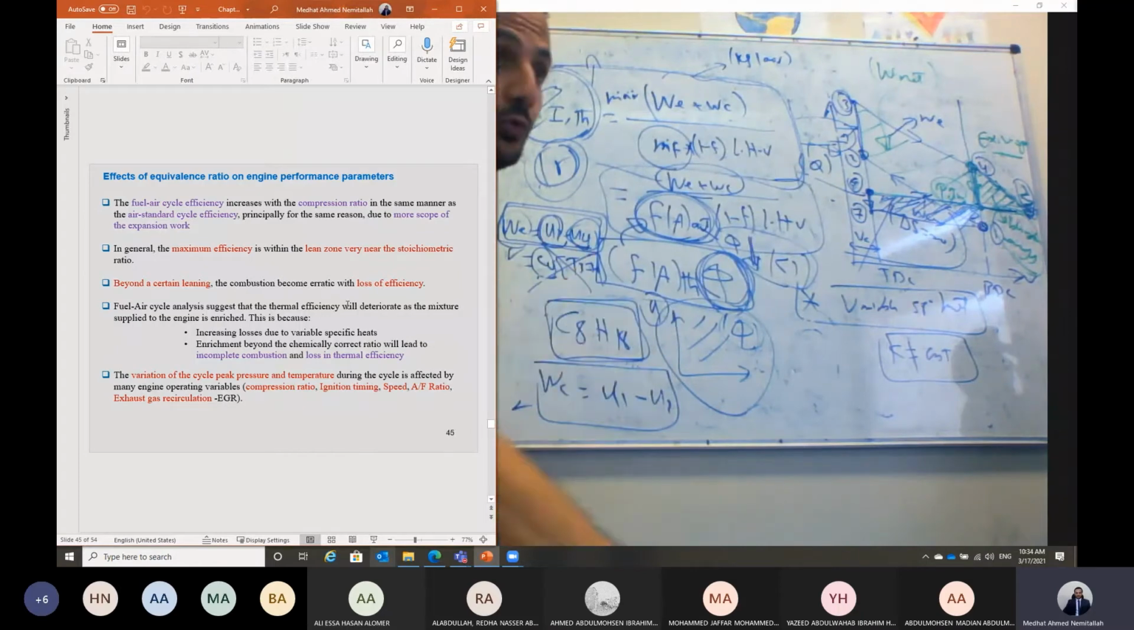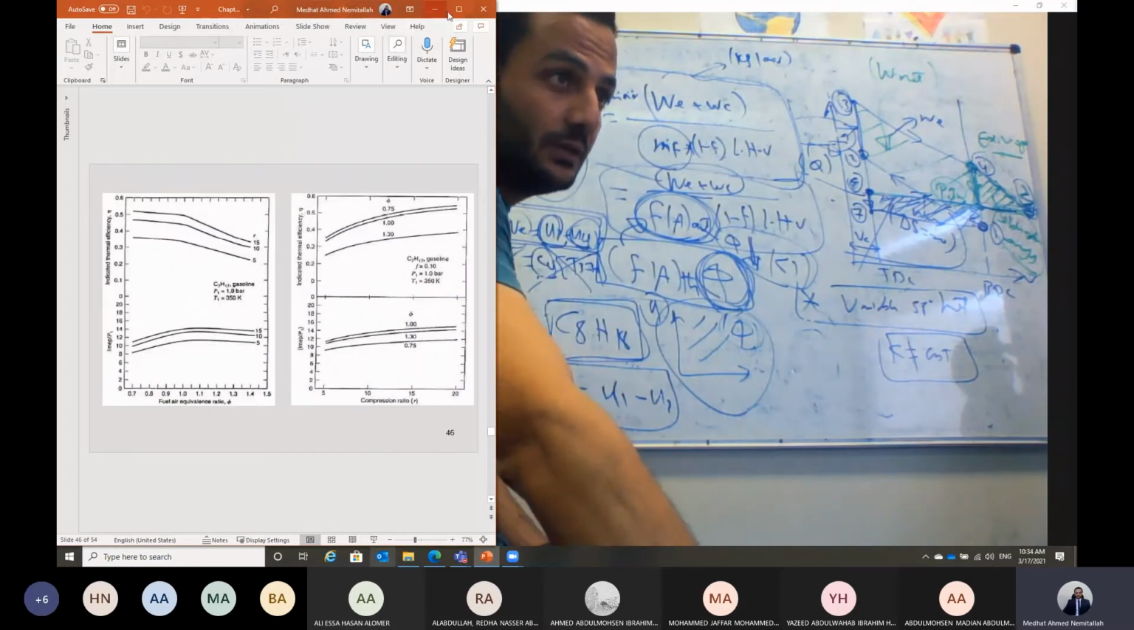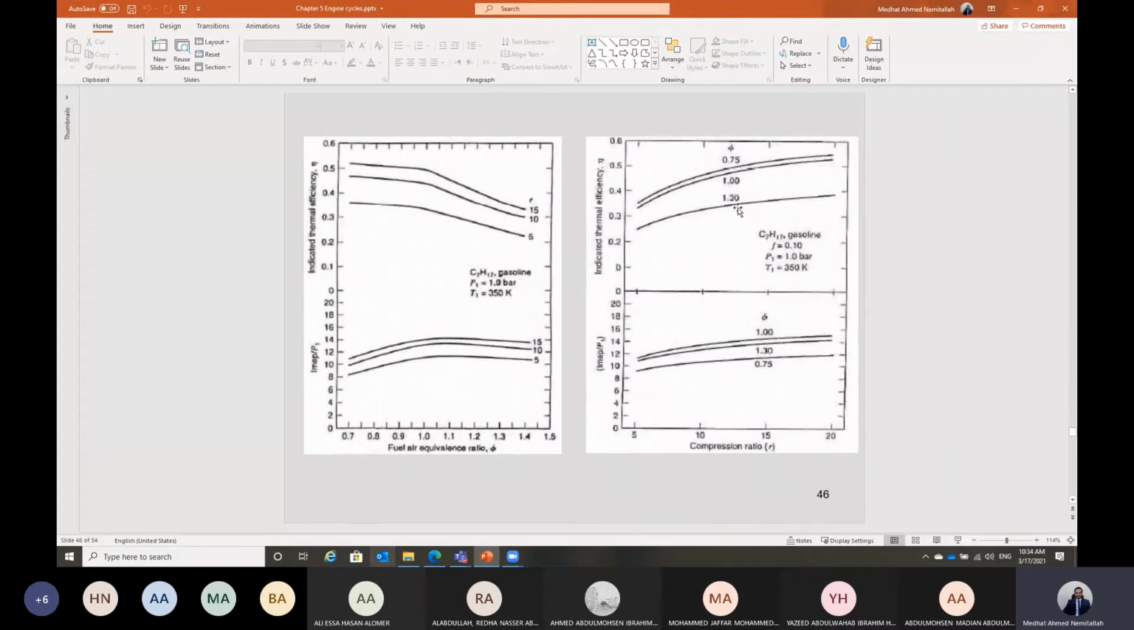And also we cannot go rich. If you look here, rich, which is the equivalence ratio greater than 1.3, that means we have lambda less than 1. So that means we have less air. Less air means we have incomplete combustion in this case. And also the heat added will be reduced, and the thermal efficiency will be reduced.